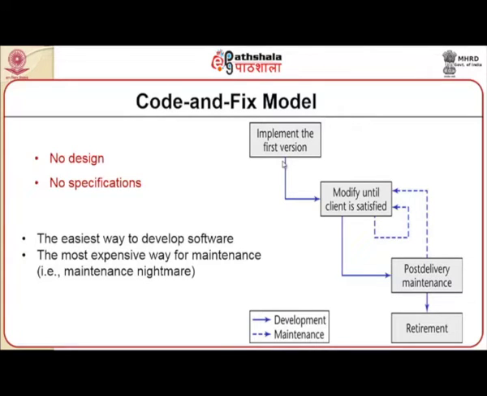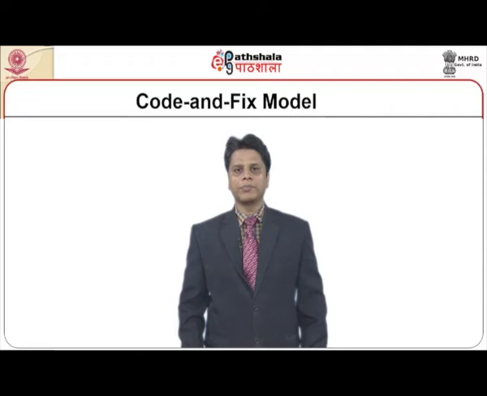Once this modification has been carried out and my client is found to be satisfied, I will give it for post delivery and maintenance. After it has been deployed to the end user, it should be maintained. Then I come to a retirement phase. Anything marked with a full line is called the development phase, whereas anything mentioned in the diagram with a dotted line is called the maintenance phase.